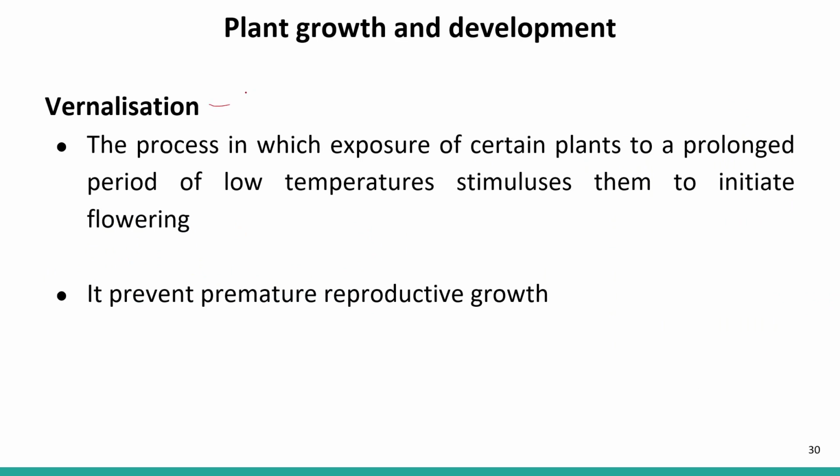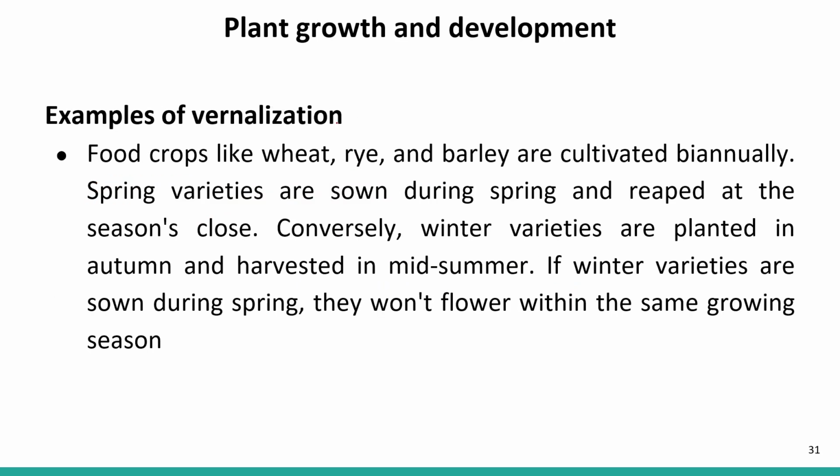Now the next term is vernalisation. What is the process during vernalisation? It is the process in which plants are exposed to a prolonged period of low temperature, and due to this exposure to low temperature, there is initiation of flowering. So it is a method of flowering by giving a short period of low temperature. And what does vernalisation do? It prevents premature reproductive growth. If there is premature reproductive growth, plants won't be healthy.